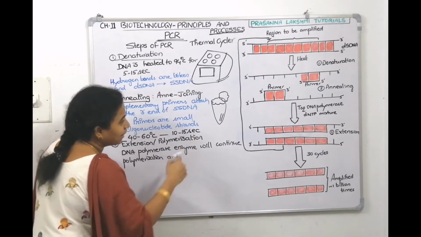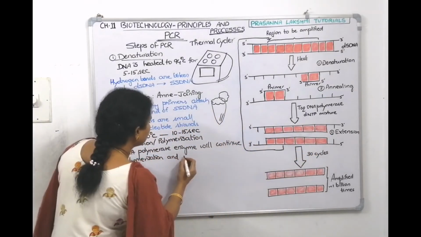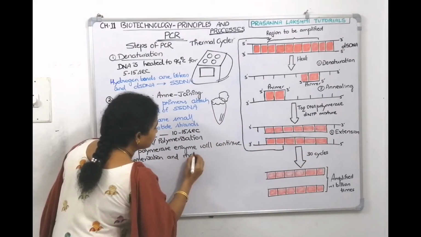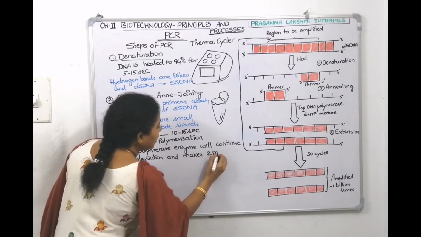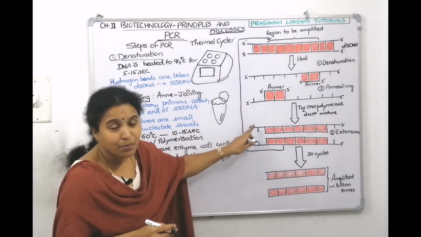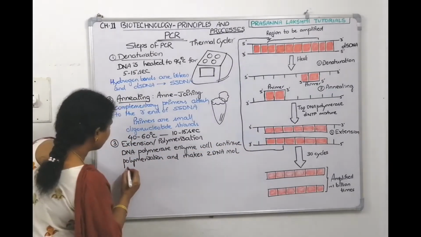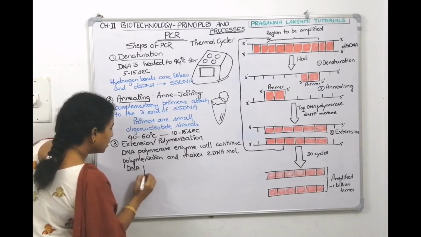And it continues polymerization. See, this is continuing polymerization, and it makes 2 DNA molecules. This is one DNA molecule, this is another DNA molecule. It will complete the round of replication. By it, what will the DNA polymerase do?